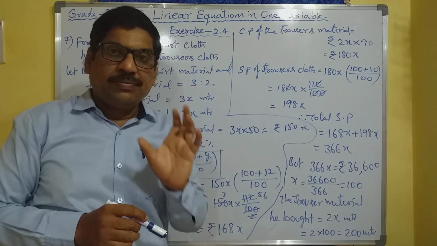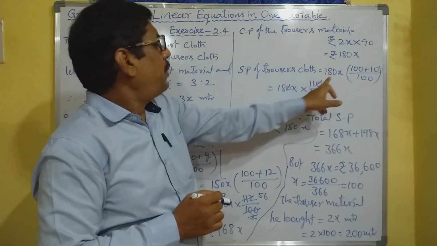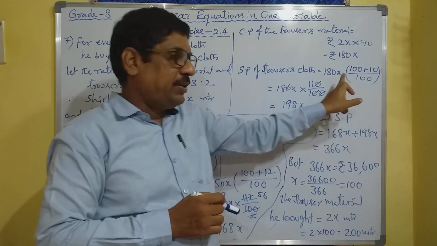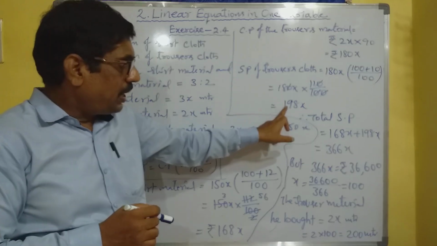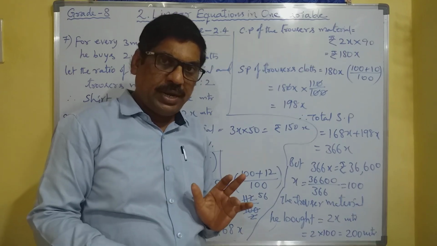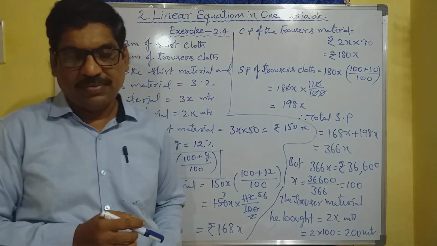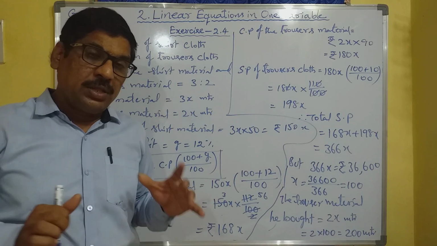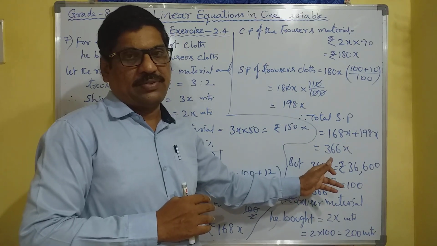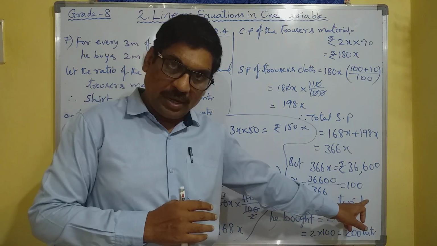Here, he has given that the profit on the trousers material is 10%. So, by using the same formula, we get 180x into (100 plus 10) by 100. By simplifying, we get 198x. This 198x is the selling price of the trousers material. Therefore, the total selling price of shirt material and trouser material is 168x plus 198x, that is 366x. But in the problem, he has given that the total selling price is 36,600. We got 366x. So these two we need to equate. Then we get the x value. We have got the x value as 100.